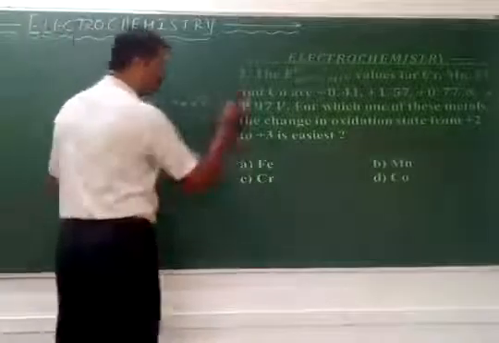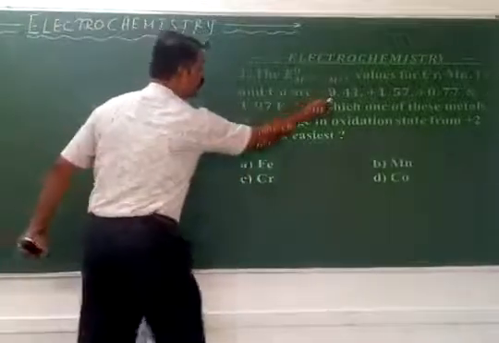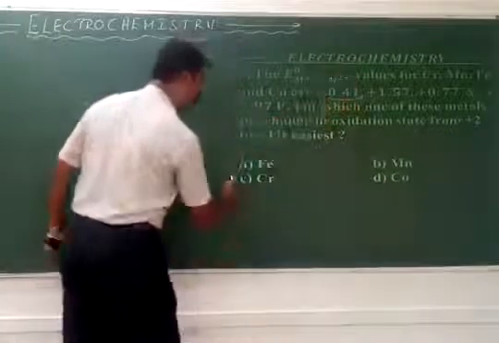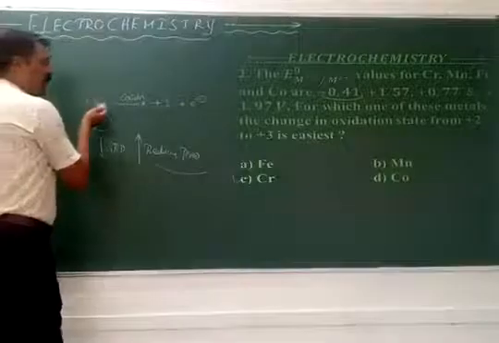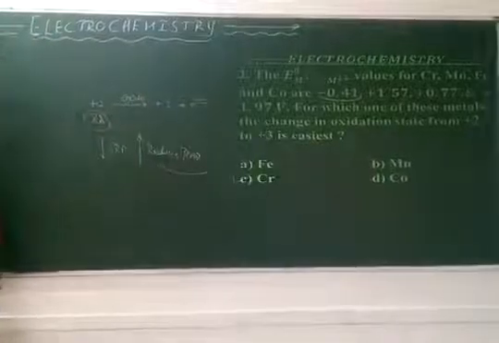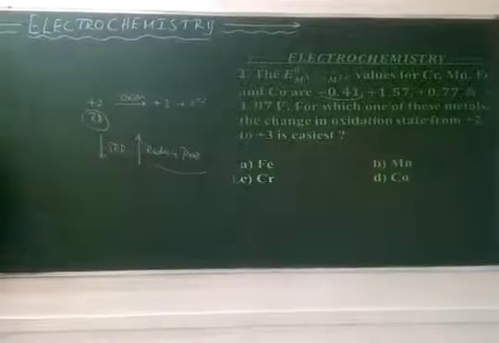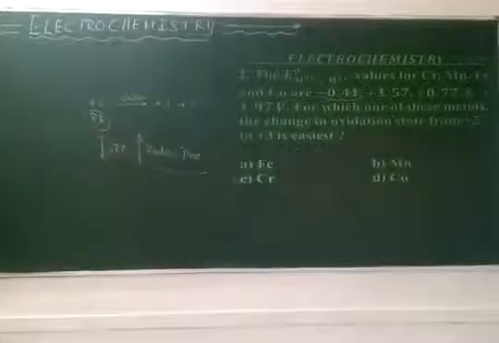Sorry, chromium. Minus 0.41 is for chromium. Therefore, chromium can easily undergo the oxidation state change from plus 2 to plus 3. Okay, so that is about 2C. Next we will have the 3.